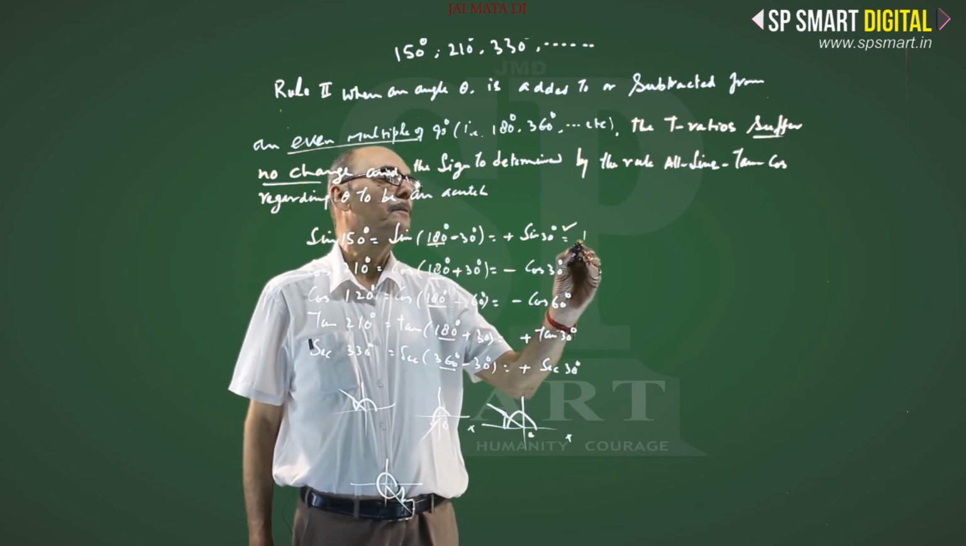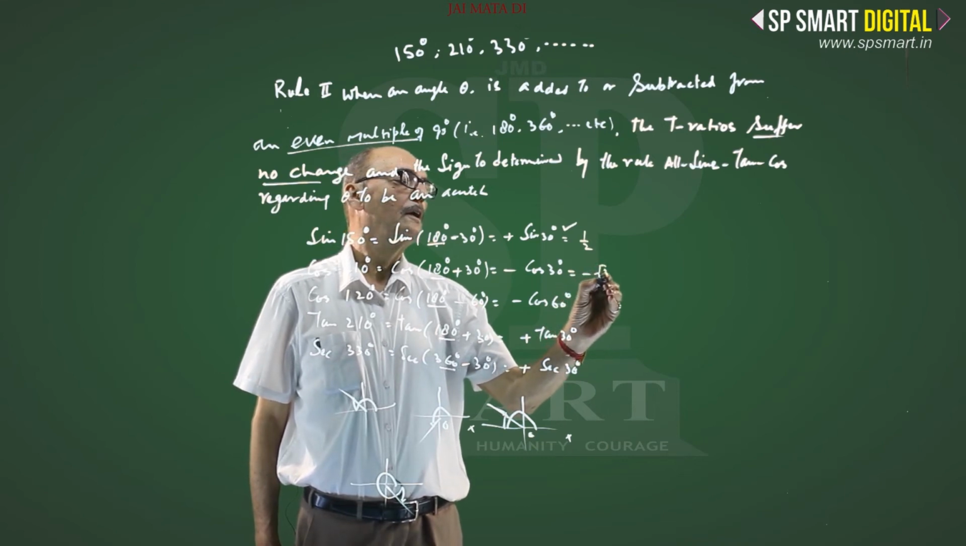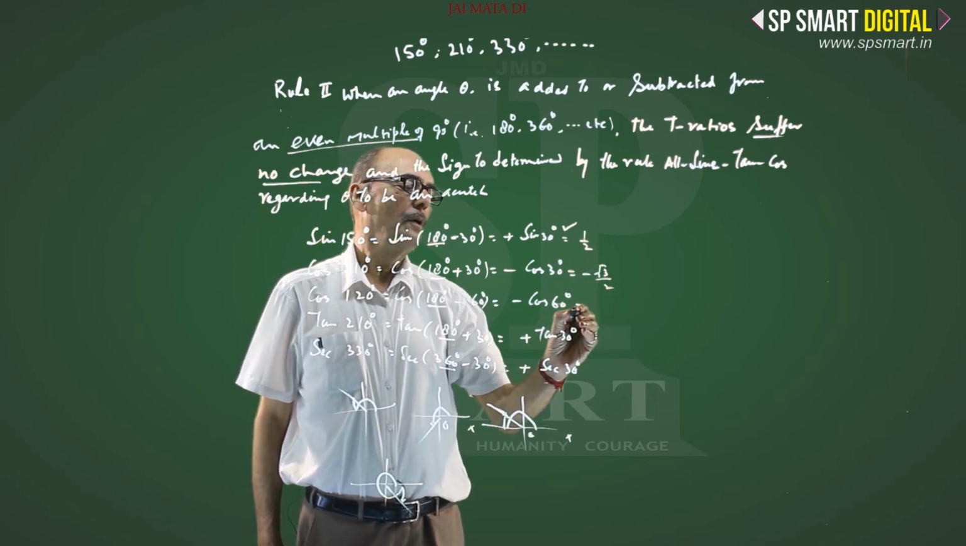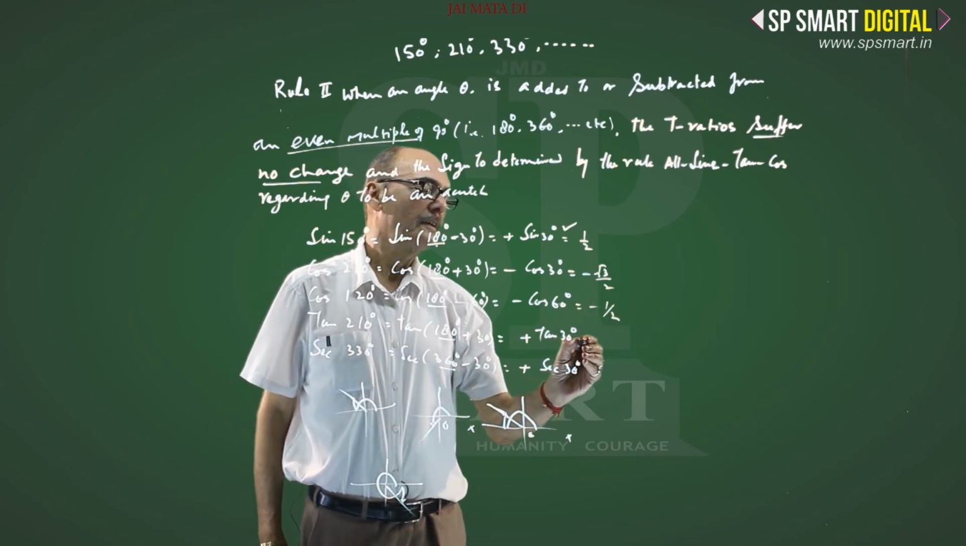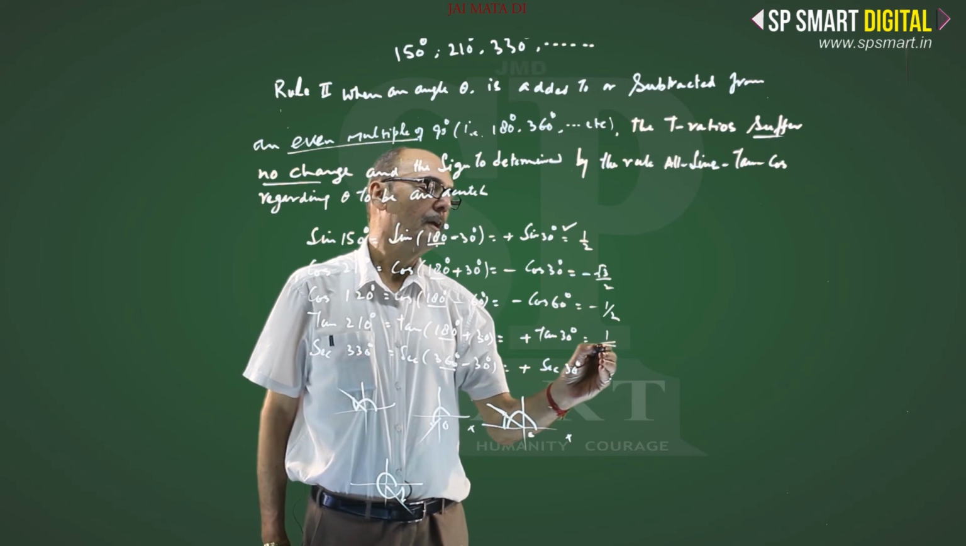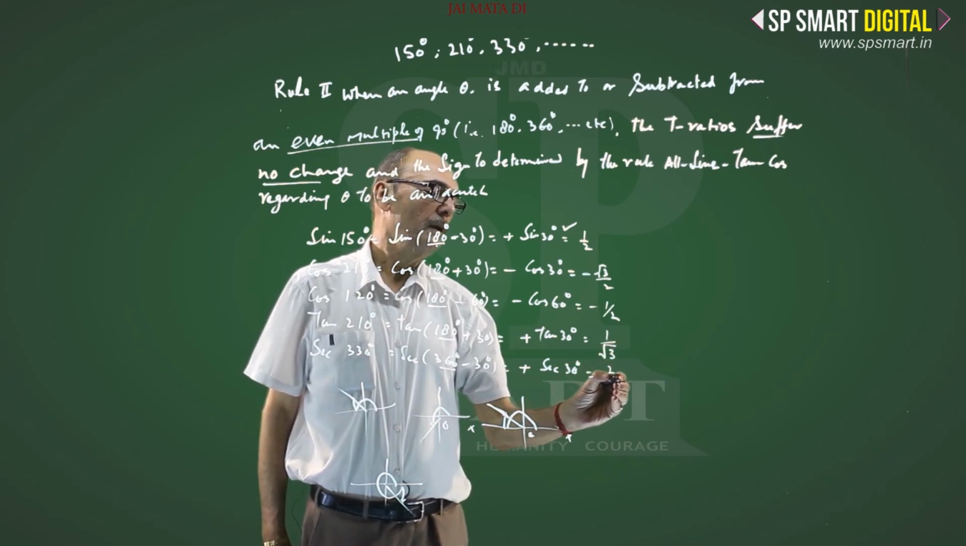So, now you can write down the values. Sin 30 degrees is 1 by 2, minus root 3 by 2, minus 1 by 2 for cos 60. Tan 30 is 1 by root 3, and this is 2 upon root 3.